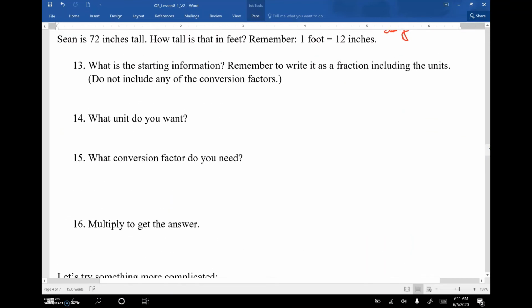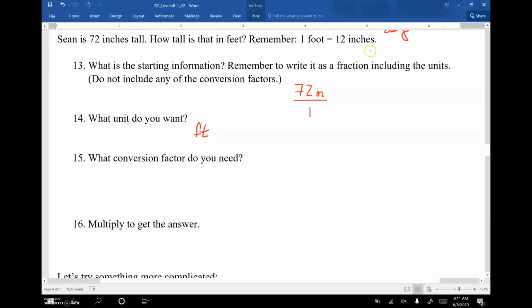Sean is 72 inches tall. How tall is that in feet? Remember that 1 foot is 12 inches. So what's the starting information? There's no per here, so our starting information is 72 inches over 1. What unit do we want in that? We want, at the end, we want feet. What conversion factor do you need?